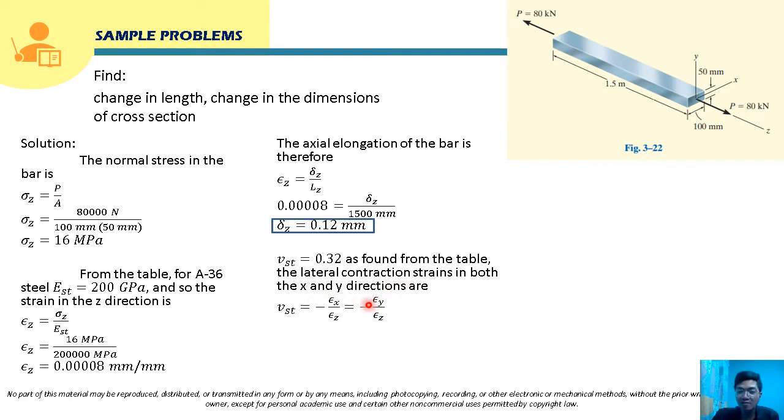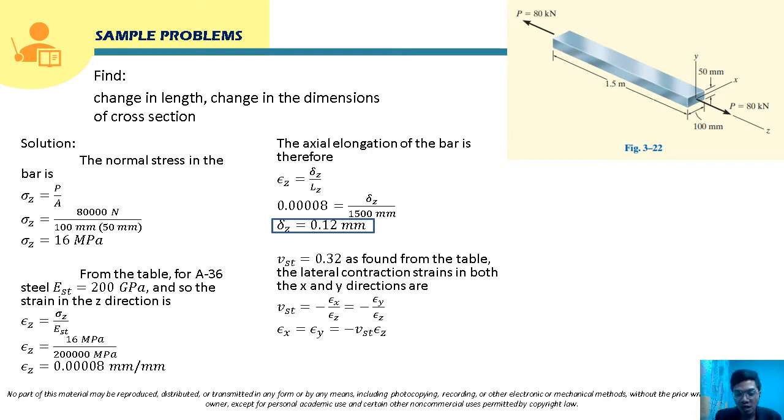So these are negative, as we have talked about already in our discussion. From here we can solve the strain in the x direction and the strain in the y direction. After we solve epsilon x and epsilon y, we can already solve for the deformation by using this same formula. Epsilon is equal to delta, or the deformation, over the original length.